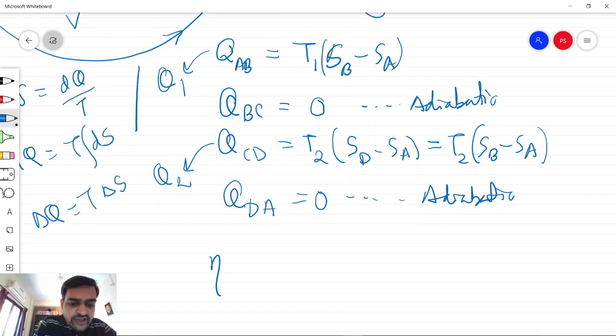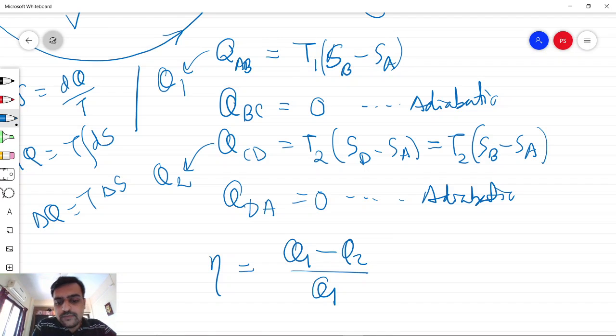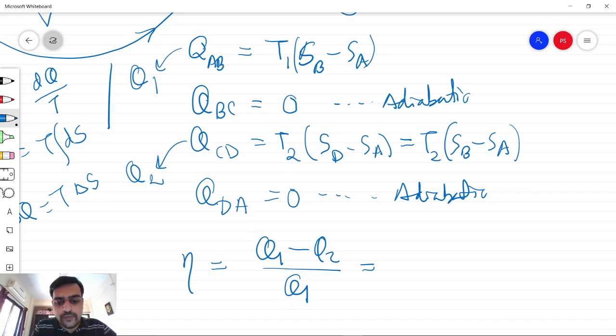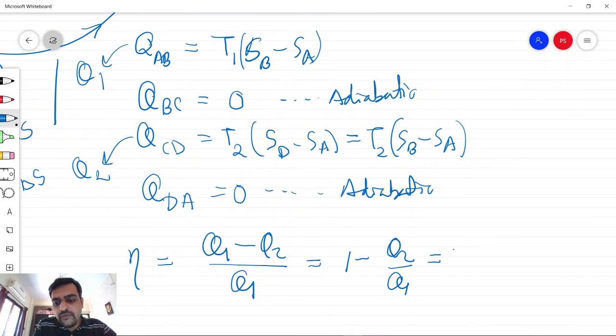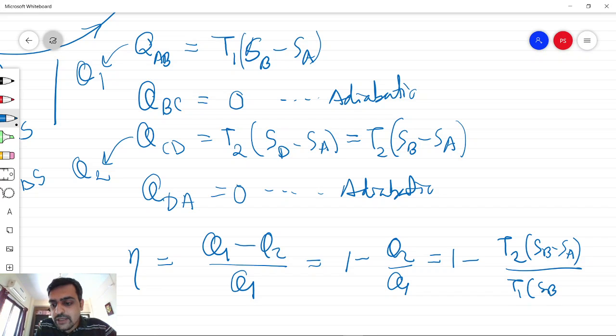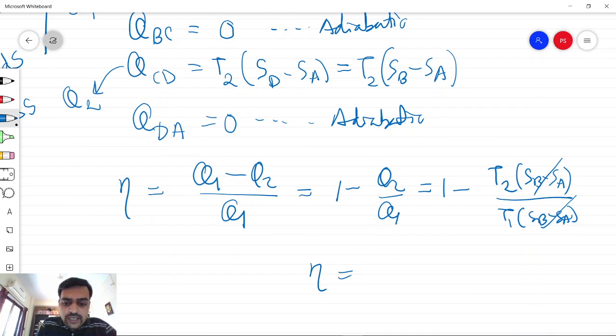Now, as per the earlier definition of efficiency, eta is Q1 minus Q2 upon Q1, which is equal to 1 minus Q2 upon Q1, which is equal to 1 minus, let us just substitute the values of Q2 and Q1. Here we have T2 into SB minus SA divided by T1 into SB minus SA. So these terms get cancelled and we are left with the expression for efficiency as 1 minus T2 upon T1.